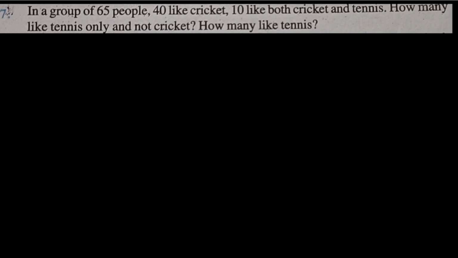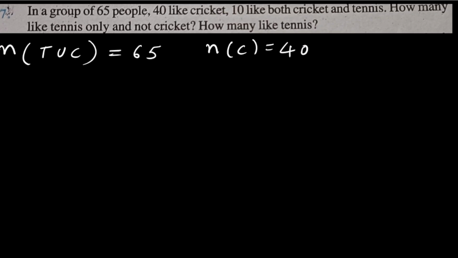Let's do the next question. In a group of 65 people, so 65 people are there, that means union, because total will be union. This is about cricket and tennis. So again, T union C, T for tennis and C for cricket. This is equal to 65. 40 like cricket. That means N of C is equal to 40, and 10 like both cricket and tennis.